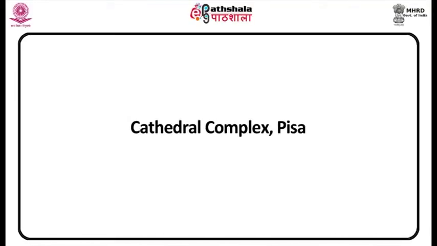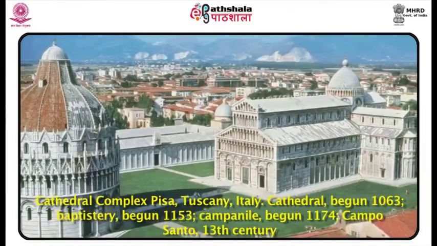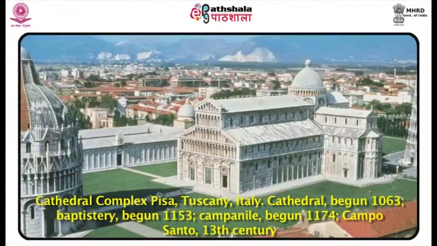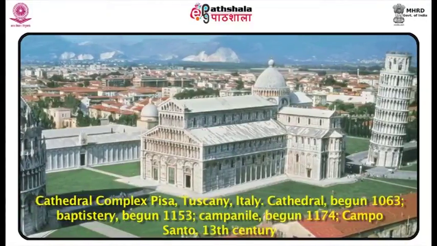Cathedral Complex, Pisa. An imposing new cathedral dedicated to the Virgin Mary, the cathedral was designed as a cruciform basilica by the master builder Buscheto. A long nave with double side aisles is crossed by projecting transepts designed like basilicas with their own aisles and apses. The builders added galleries above the side aisles, and a dome covers the crossing.